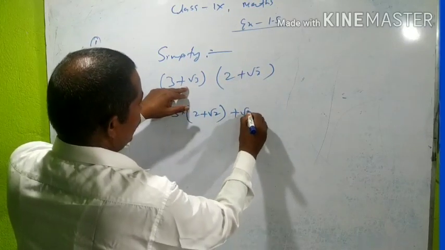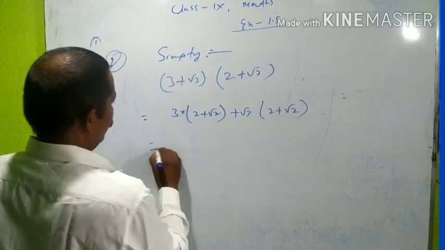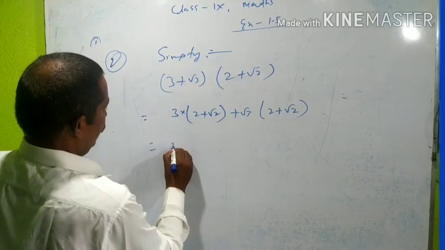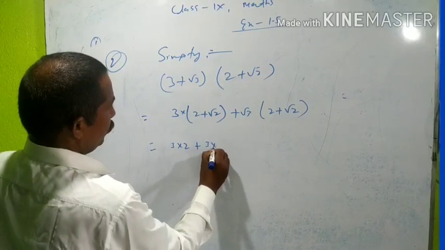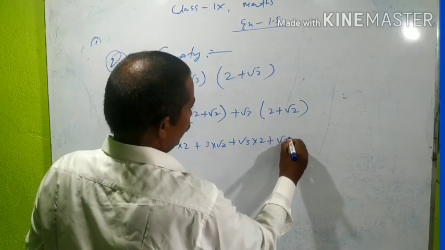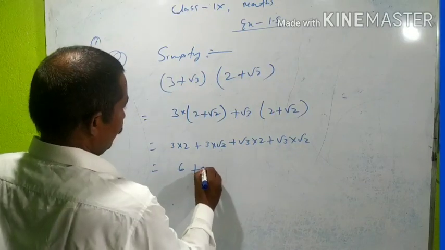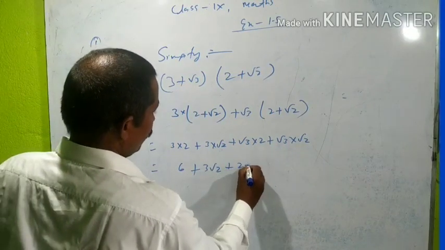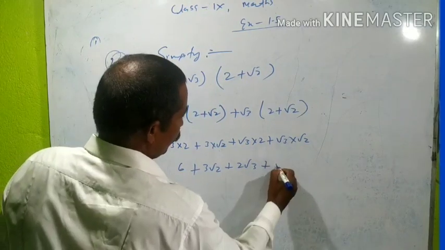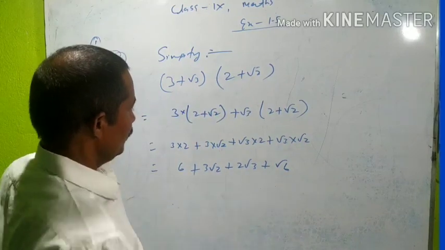Now plus root 3 into (2 plus root 2) is equal to. Now 3 will be multiplied by each of these two: 3 into 2 plus 3 into root 2 plus root 3 into 2 plus root 3 into root 2 is equal to 3 into 2, 6, plus 3 root 2 plus 2 root 3 plus root 3 and root 2, root 6 will be here. So 6 plus 3 root 2 plus 2 root 3 plus root 6.